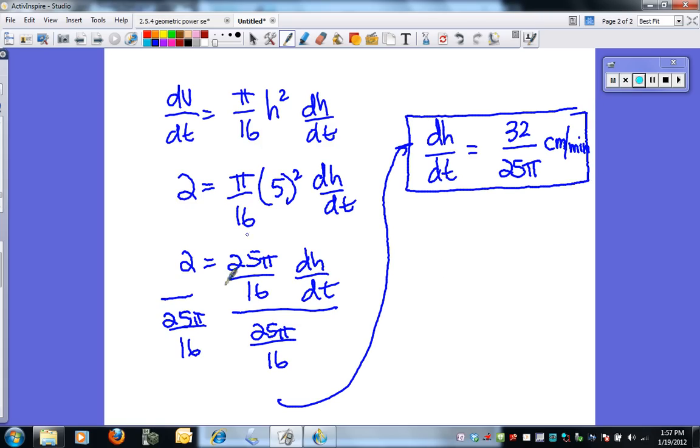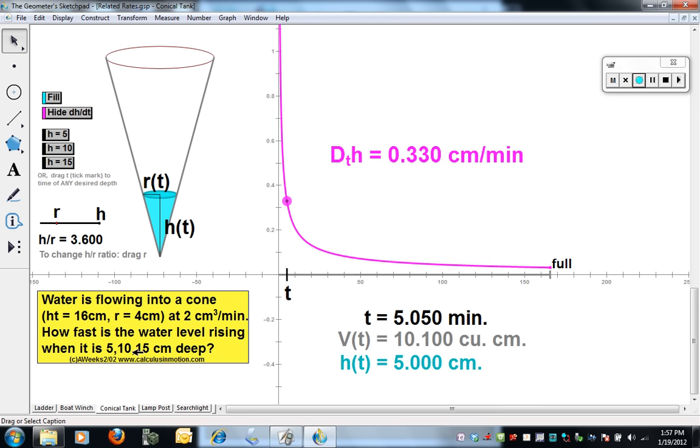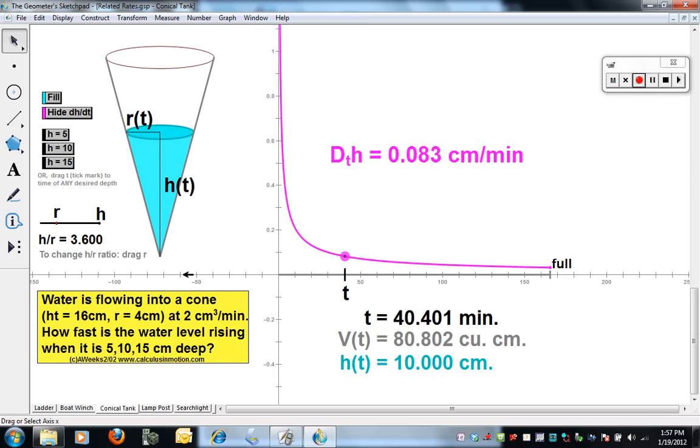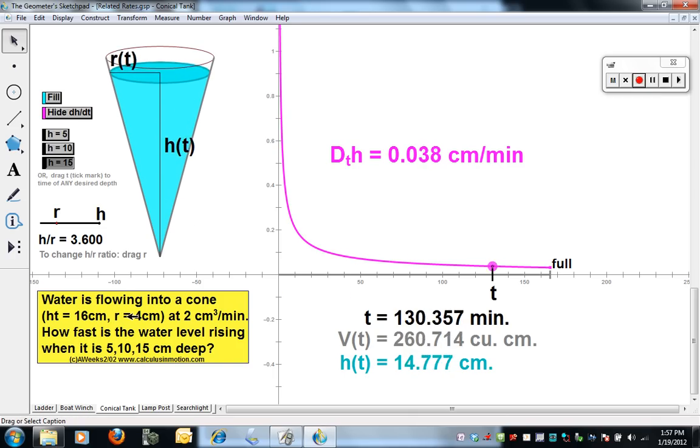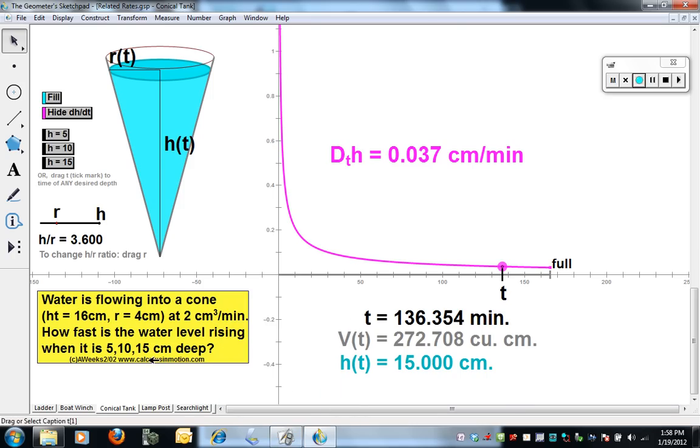Now the rest of the question asked you to, where are we? There you go. To find it when it's 10 centimeters and 15 centimeters deep. So, how's my height going to be changing? How's my dh/dt going to be changing? Is it going to be smaller than when it was 5? Is it going to be larger than when it was 5? So think about those things when you do these problems. I'll leave those as an exercise for you, to practice when h is 10 and h is 15. Everything else would remain the same.